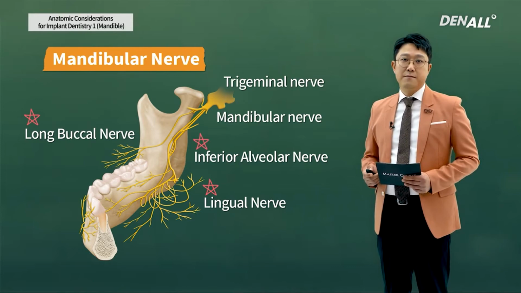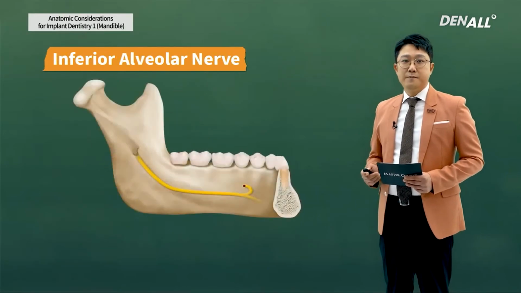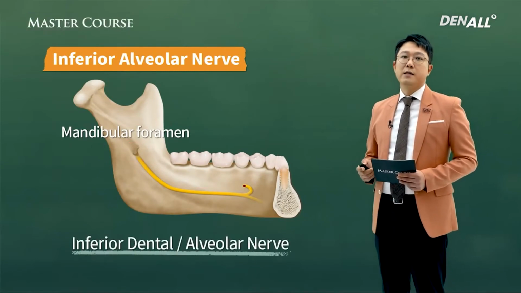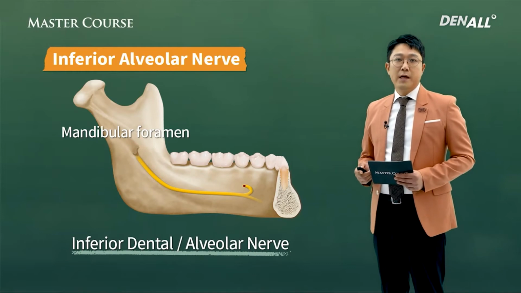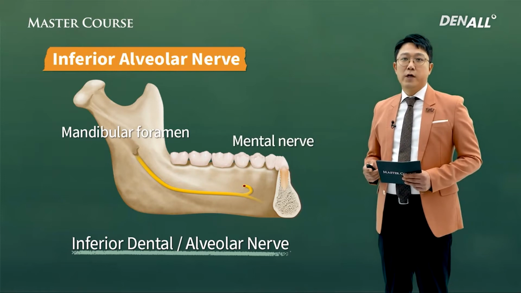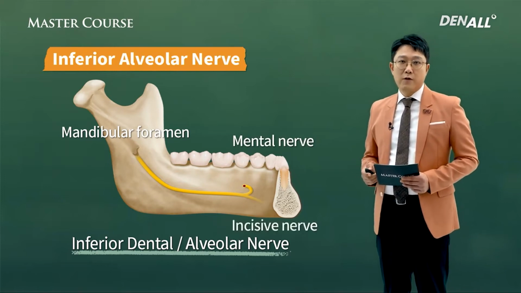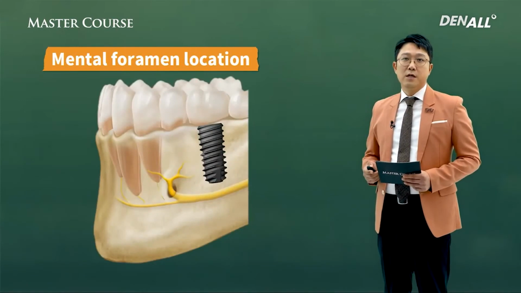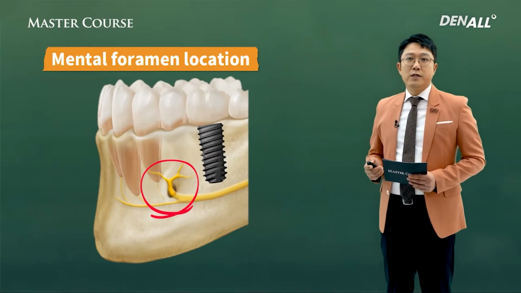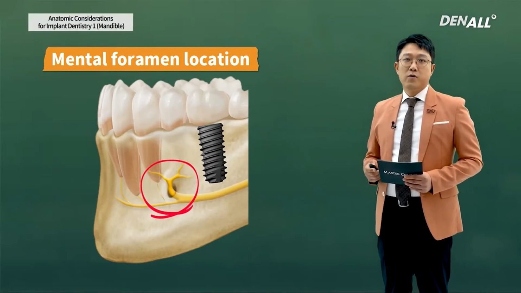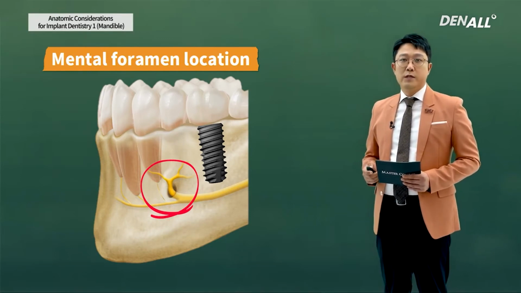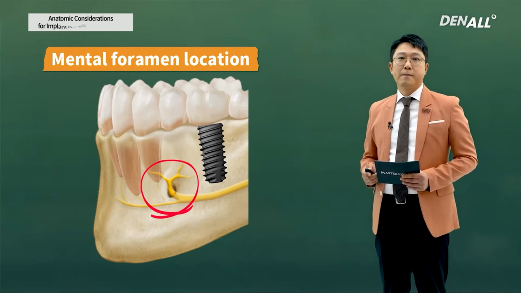The inferior alveolar nerve goes through the mandibular foramen to the mandible. It becomes the inferior alveolar nerve that controls the sensation of the mandible. The nerve from the mandibular foramen is divided into the mental nerve and incisive nerve. The mental nerve comes from the foramen and controls the sensation of the lower lip. The mental foramen location is very important because it can be damaged during implant placement. Therefore, mental foramen location should be identified before surgery.